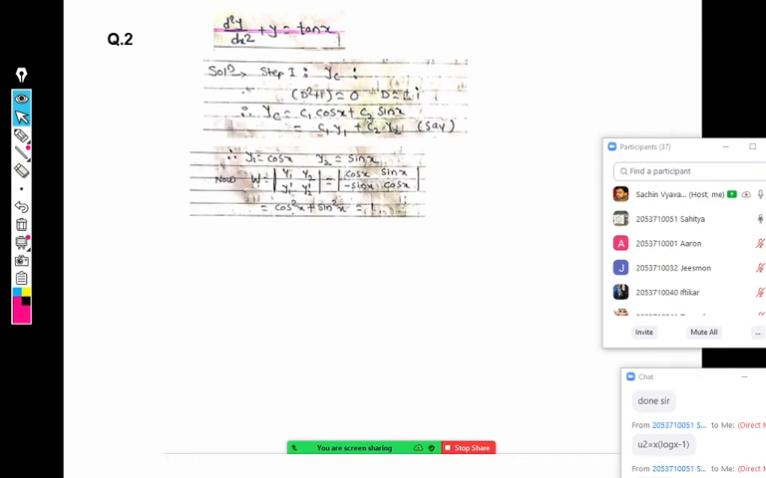So u2 will be cos x then. u2 will be cos x because that is cos x into tan x, so cos gets cancelled. Integration of sin x is cos x. Very good. That's correct. What about this?